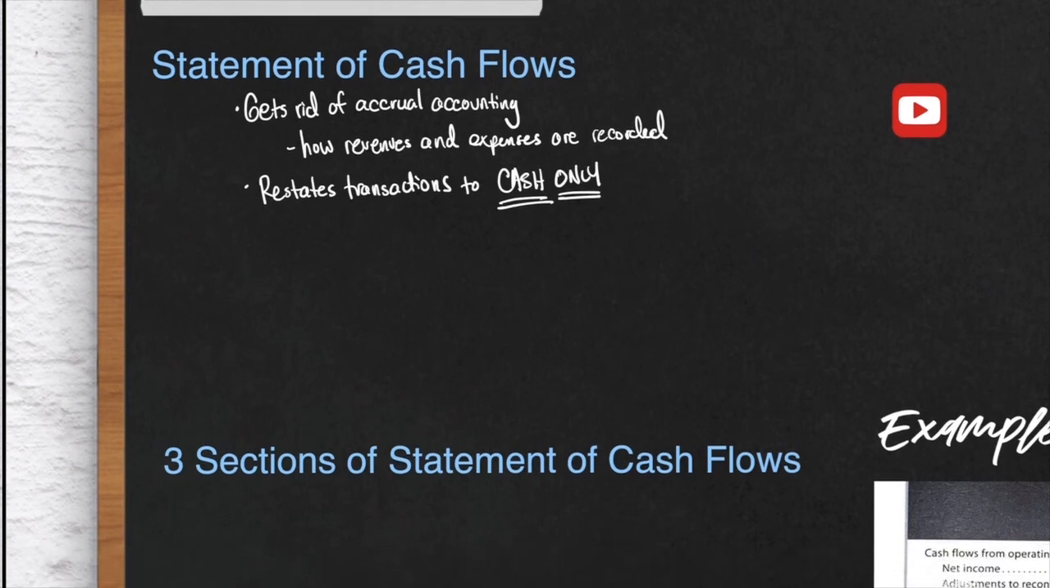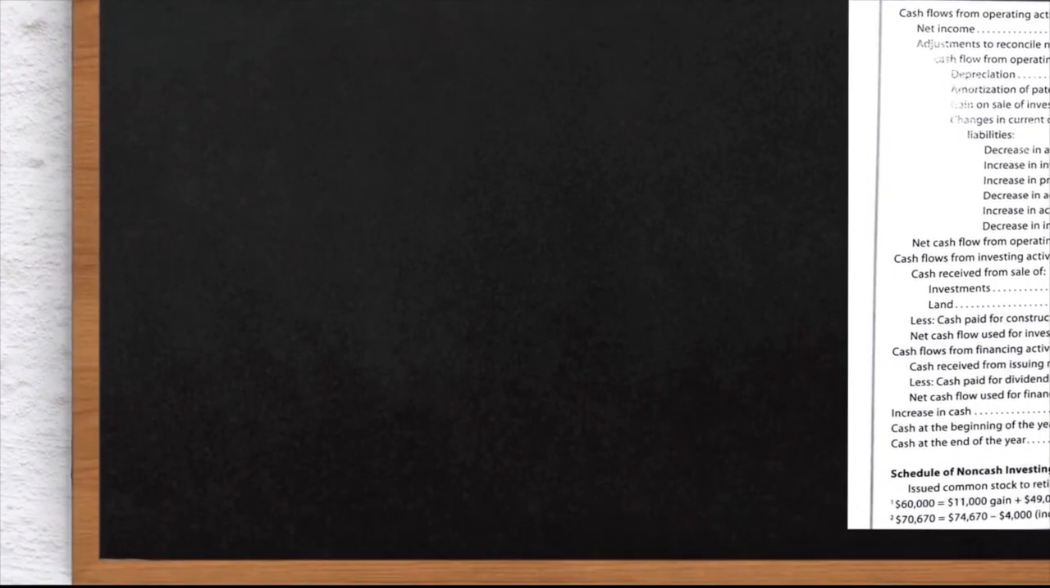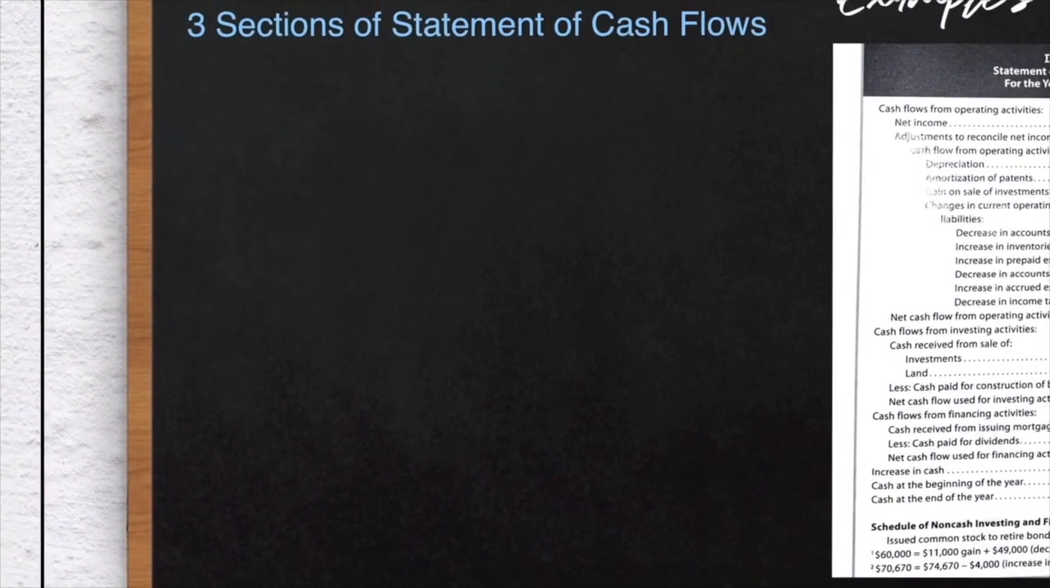This is very important because if financial readers want to know a company's true cash flow, they could just look at the statement of cash flows. Now, in the statement of cash flows, there are three sections. The first section is called operating activities.